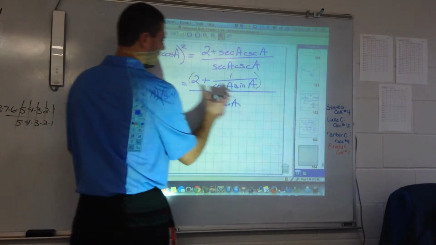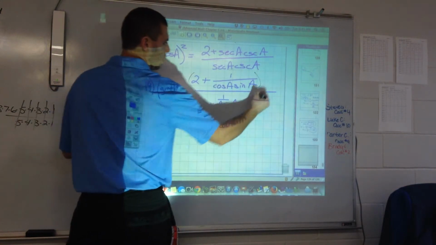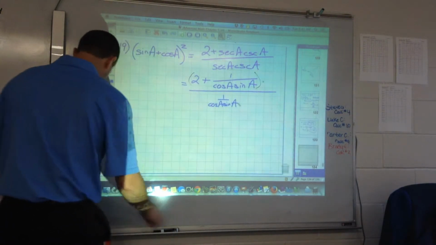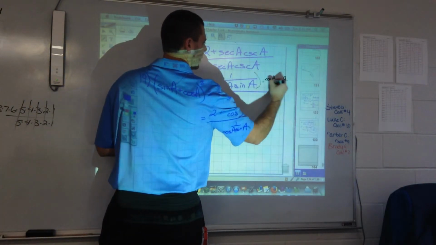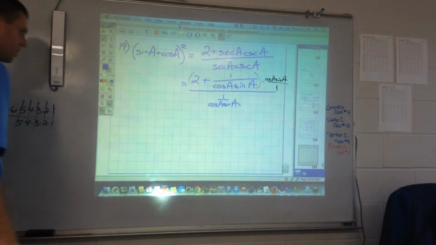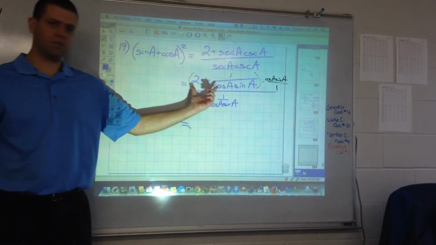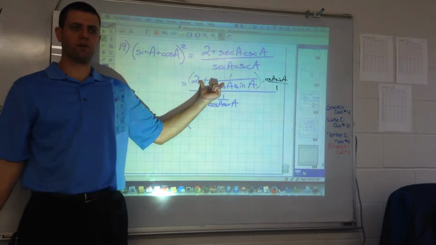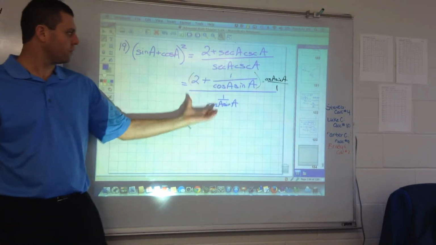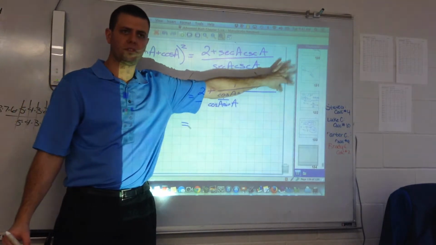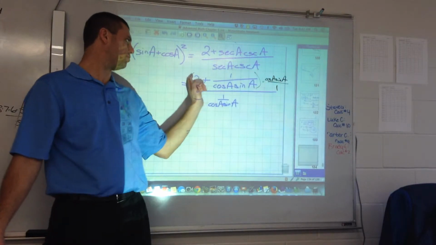So I have the numerator divided by a fraction. Well, what you can do is multiply by that fraction's reciprocal: cosine A sine A over 1. Now the thing you have to be careful about is that in your numerator you had two terms, 2 plus a fraction. So if you're taking that whole numerator times this fraction, you've got to make sure you distribute it.